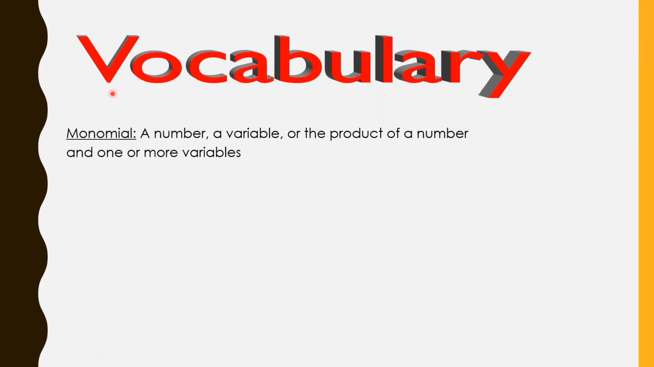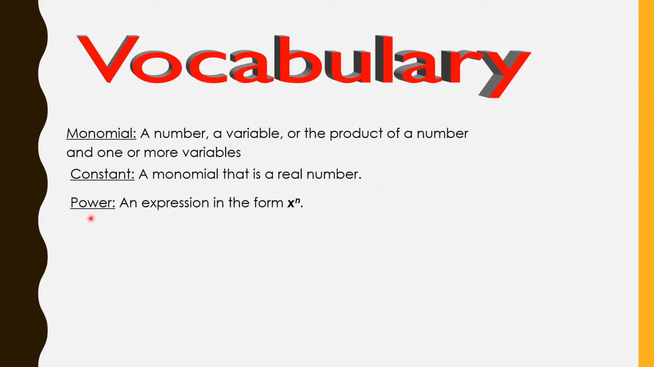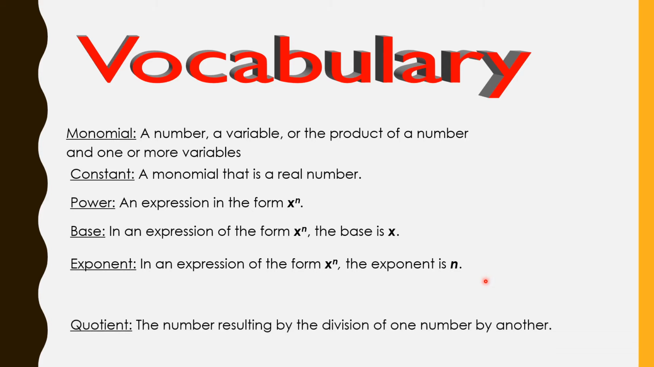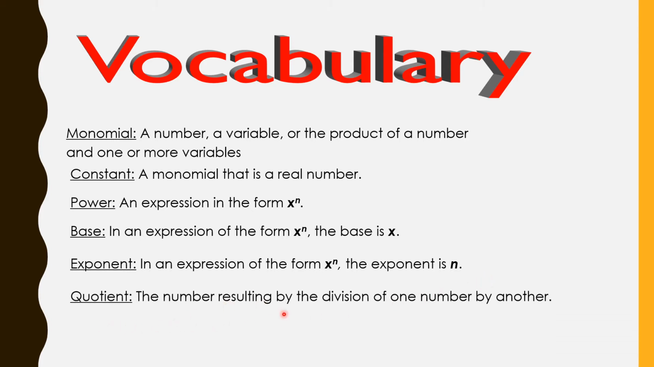Okay, so let's review from the vocabulary. Monomial is a number, a variable, or the product of a number and one or more variables. Constant, a monomial that is a real number. Power, an expression in the form of x raised to n. Base, in an expression of the form x to n, the base is x. Exponent, in an expression of the form x raised to n, the exponent is n. Quotient, the number resulting from the division of one number by another.